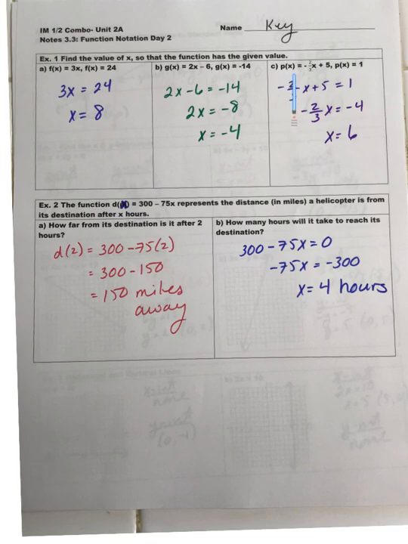And C, p of x equals negative 2/3 x plus 5. We want to know, when does p of x equal 1? So negative 2/3 x plus 5 equals 1. So I'm going to subtract 5. Negative 2/3 x equals negative 4. So then I can divide by negative 2/3, or the same as multiply by the reciprocal, multiply by negative 3/2.